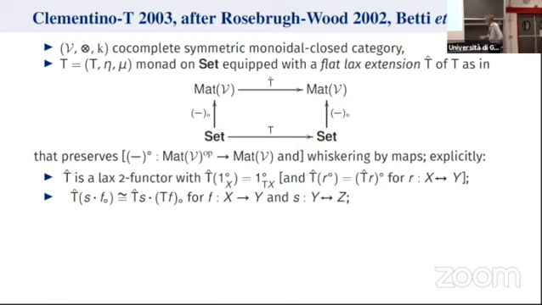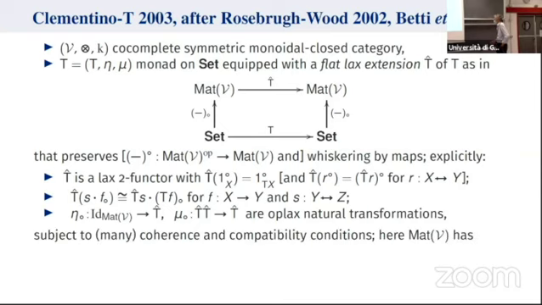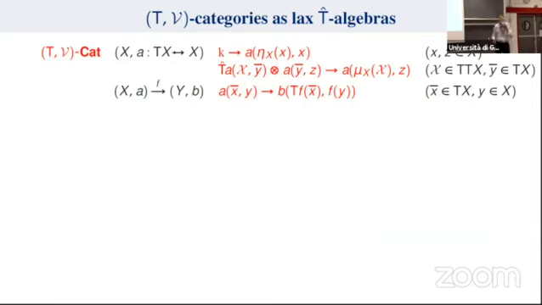In particular, it has to preserve strictly, or at least pseudo, the whiskering with maps. And when you put the unit and the multiplication of the monad into this Mat V environment, you should have oplax natural transformations. And it's subject to, unfortunately, a ton of compatibility and coherence conditions. I remind you how you compose profunctors, that is as expected. And then you can say what a TV category is.